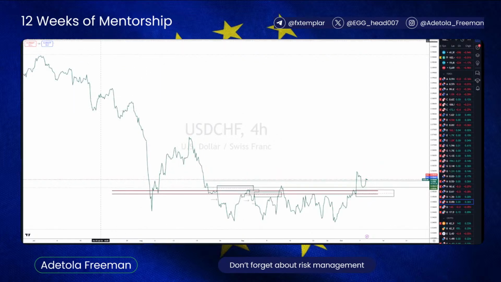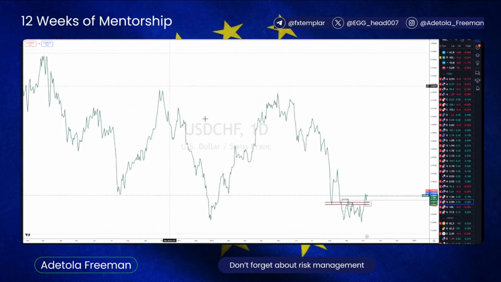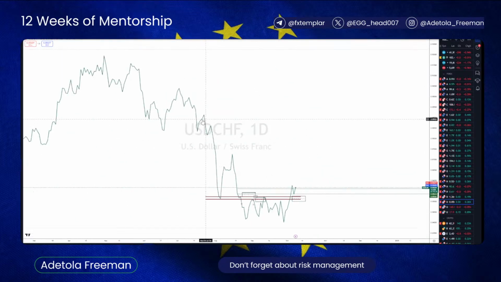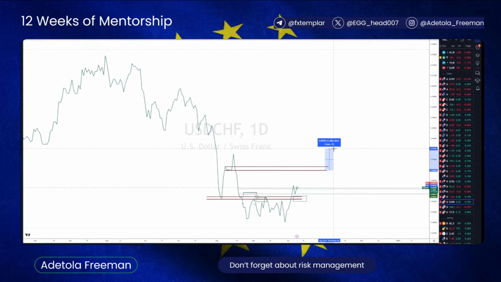All right, let's go back to the daily time frame. Let me show you something more. So right here on USD CHF, we can see that there should be a pivot at that point, exactly that point.